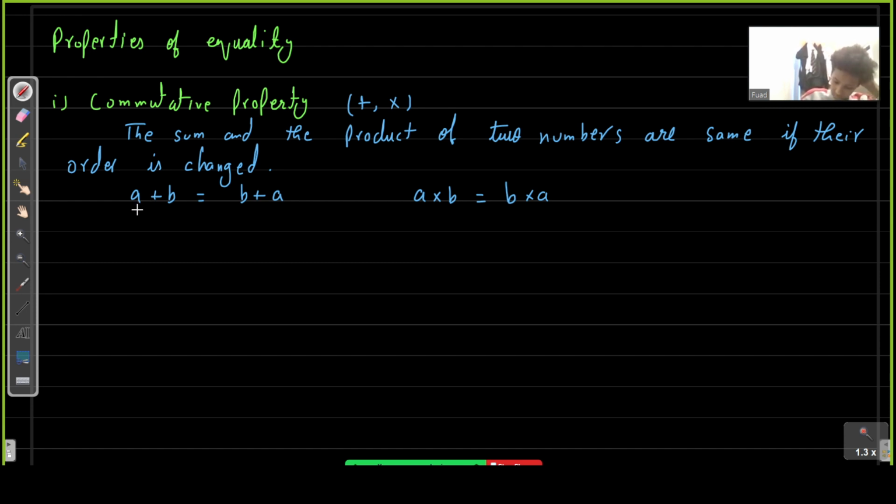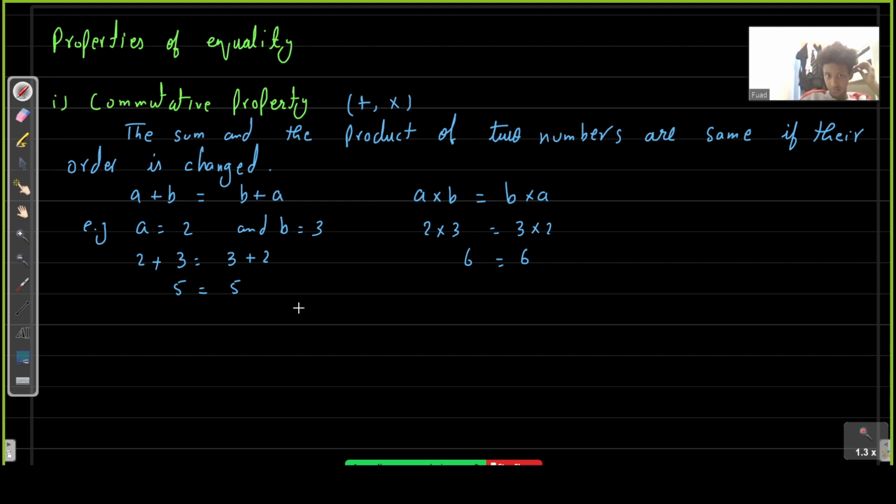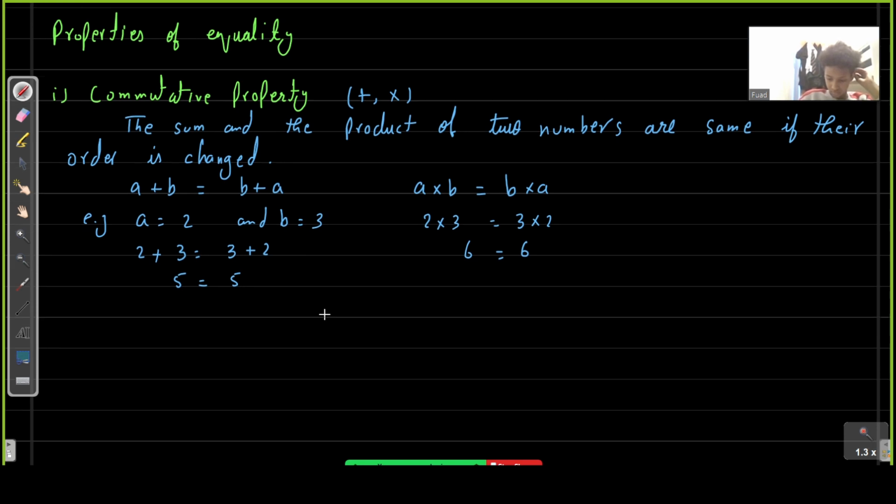Subtraction is not commutative, only addition and multiplication. So I'm going to write numbers instead of a and b. For instance, a is equal to 2 and b is equal to 3. So 2 plus 3 is equal to 3 plus 2, so both the sides are equal. 2 plus 3 is equal to 5 and 3 plus 2 is equal to 5. The same for multiplication: 2 multiplied by 3 is equal to 3 multiplied by 2. So 2 3s are 6, equal to 3 2s are 6. It means both sides are equal. If we change the order, the answer remains the same.